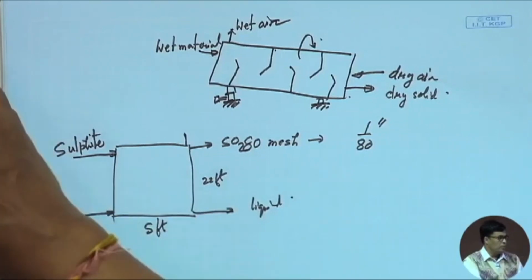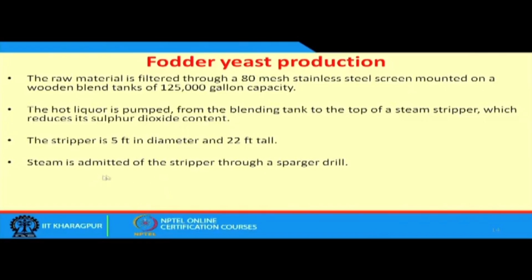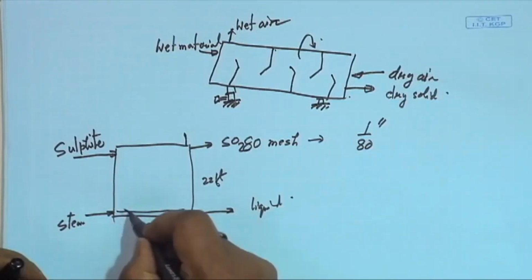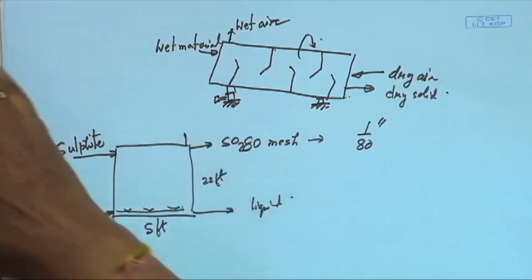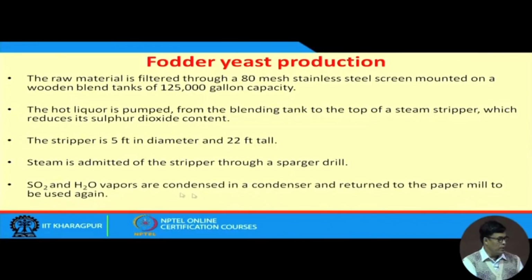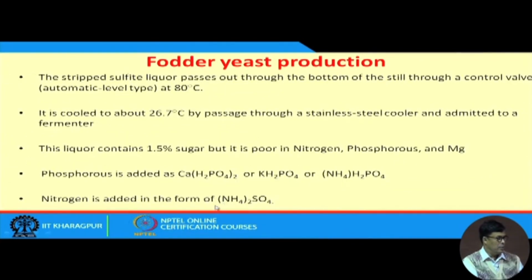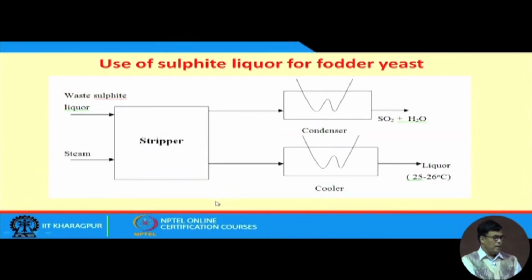This is how it is used, and steam is admitted to the stripper through the sparger. So you have the sparger here with drilled holes, equally distributing the steam. Sulfur dioxide and water vapors are condensed in the condenser and returned to the paper mill for use. It is again recycled back to the paper mill for reusing purpose. The recycling is there.